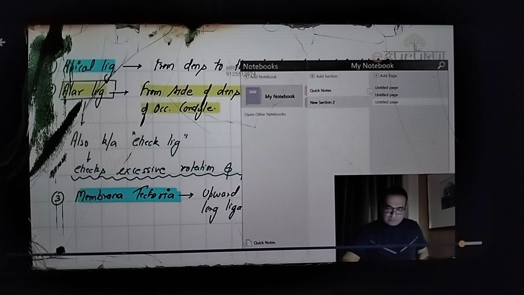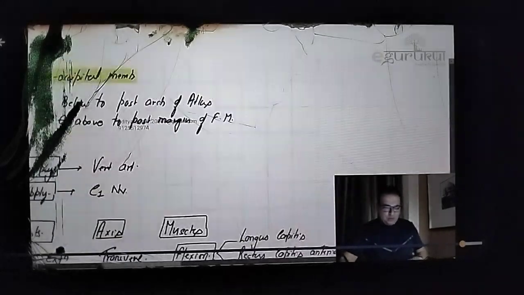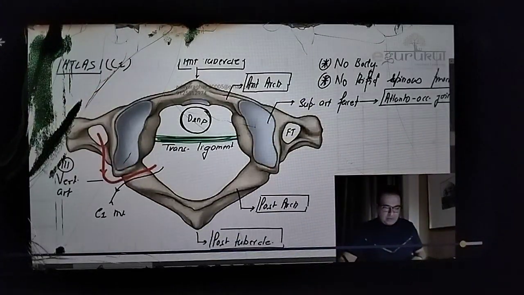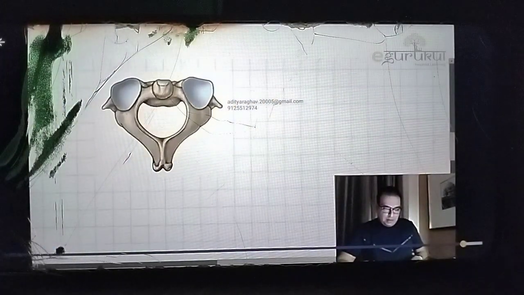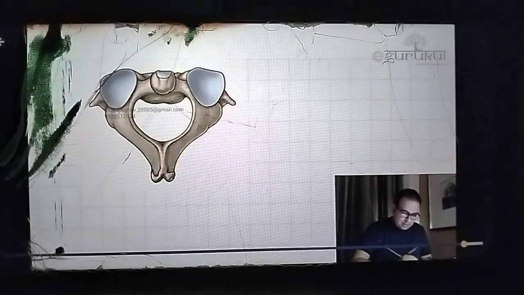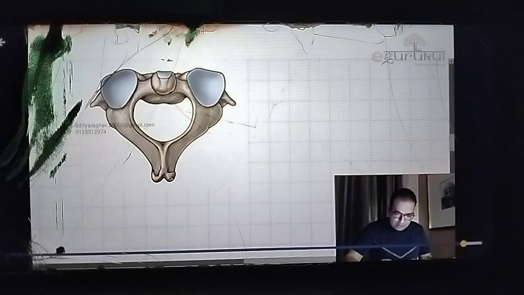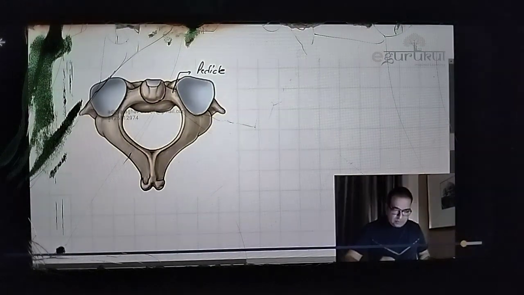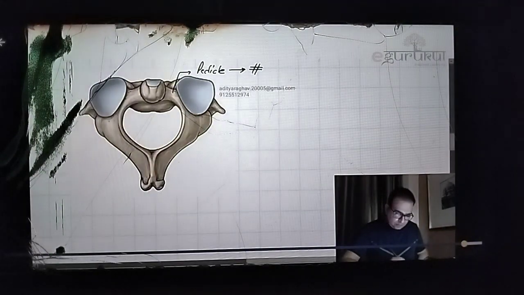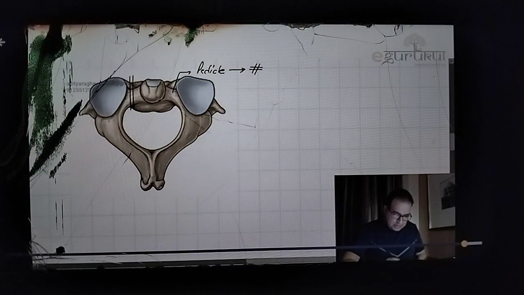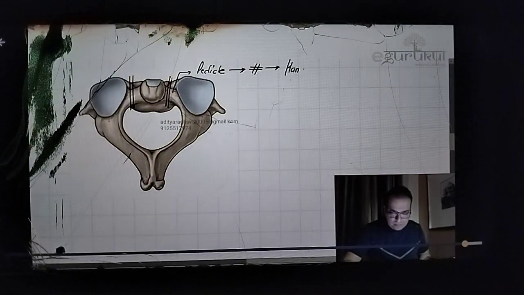So very lastly, if I just take you back to this picture here, let me tell you a small clinical anatomy, and I can discuss it on this image itself. This is the second cervical vertebra, guys, the C2 vertebra, and this is the pedicle of the C2. If this pedicle is fractured, that fracture is called a hangman's fracture.